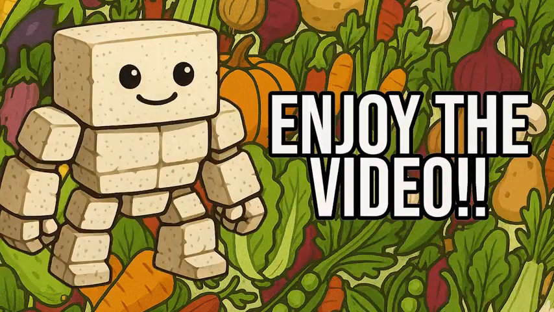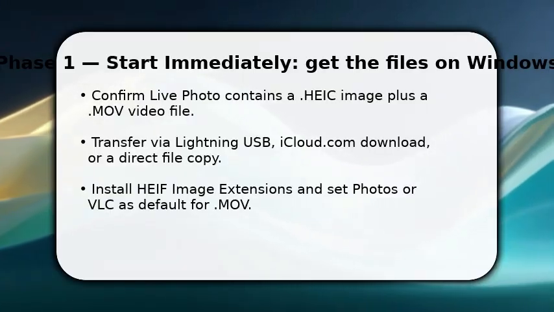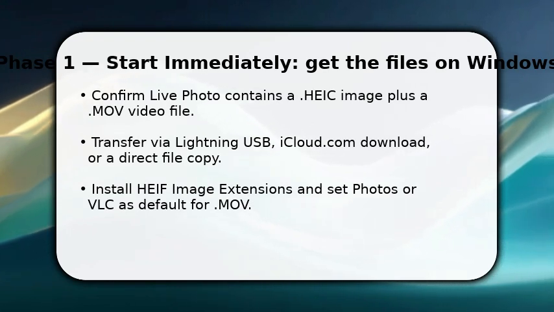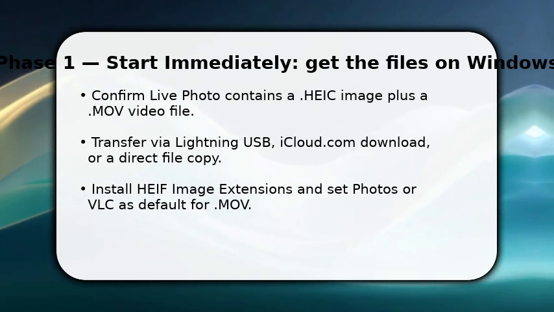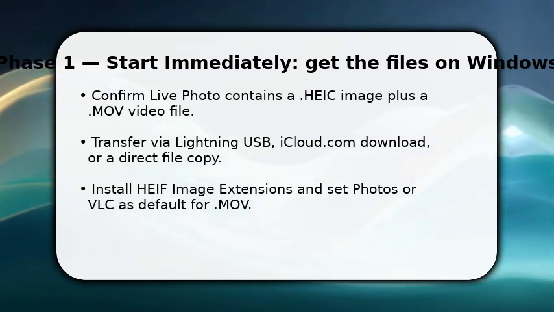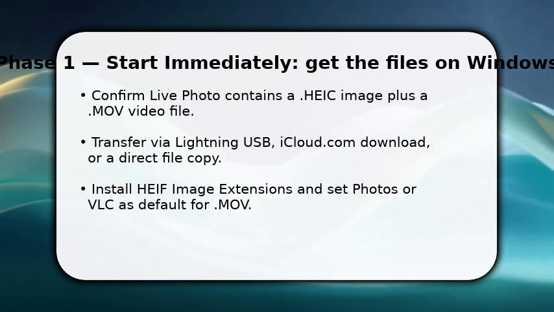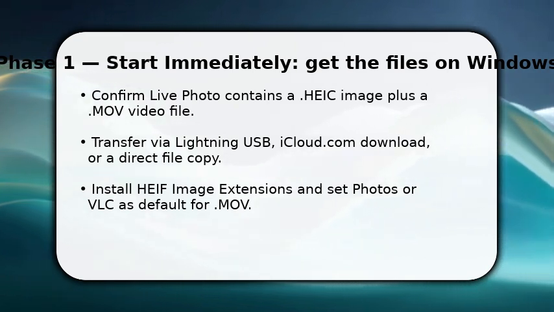Please enjoy the video. You start by getting both parts of a Live Photo onto the PC: the still image, HEIC, and the short movie, MOV. Connect your iPhone, unlock it, and choose Import in File Explorer or sign into iCloud.com and download the original files.